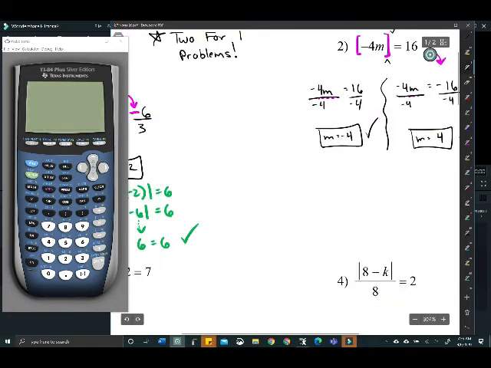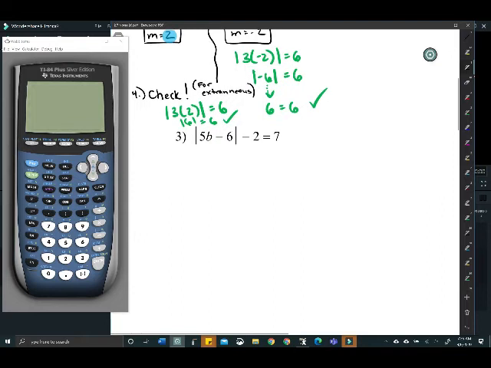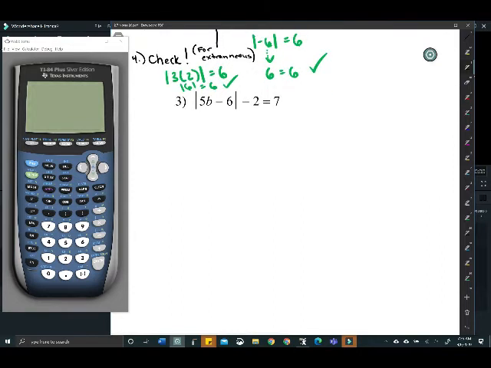Okay, moving down, turning up the heat, a little more challenging. Now we do need to isolate. So what I meant by isolate the absolute value is first we want to move this -2 to the other side by adding 2. So it's 9 is equal to the absolute value. All right. At this step, it's isolated, it's ready to go. We can split it up.